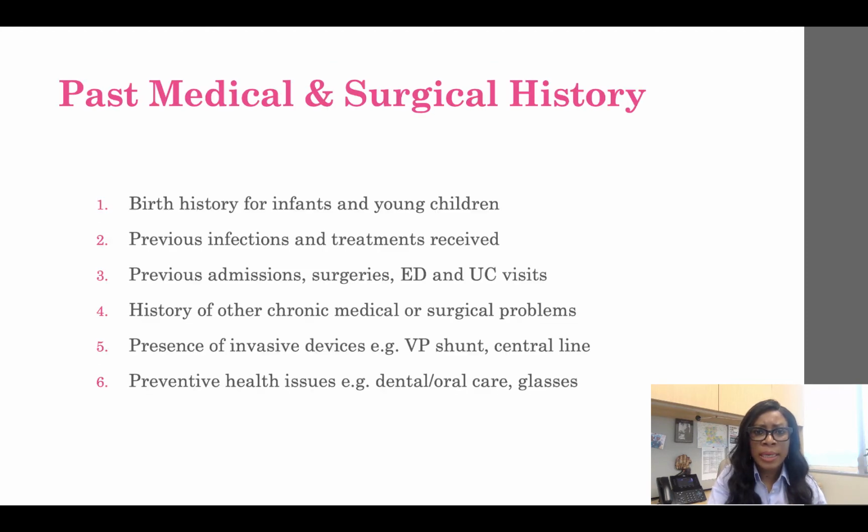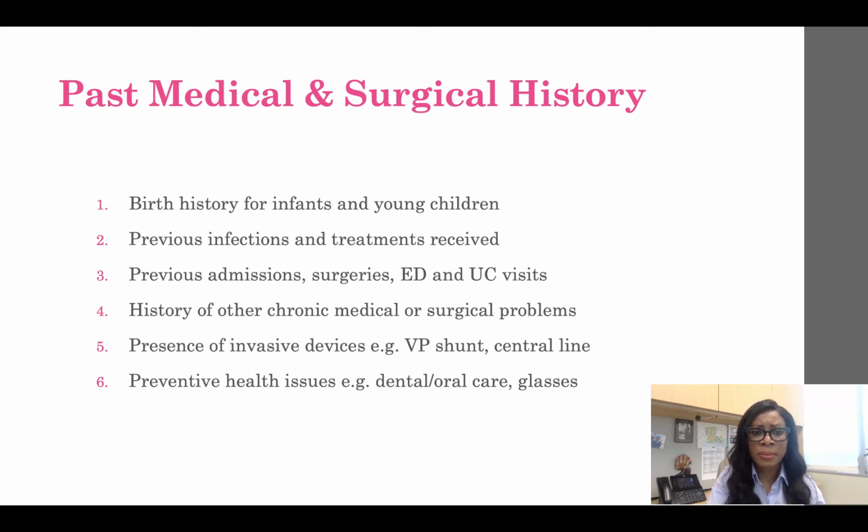So next is the past medical and surgical history. A lot of this information may already be on the EMR if you are in a facility that has an EMR, and all you may need to do is verify that the information that you're looking at on the EMR is still accurate. But if you are in a hospital that does not have an EMR, you may have to obtain this information directly from the parent.